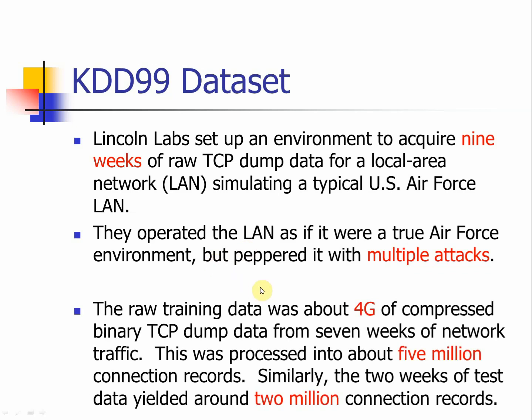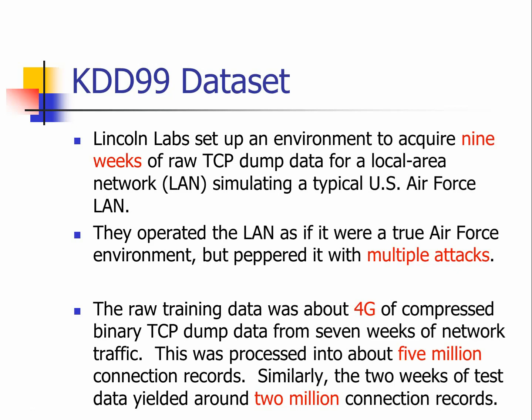The raw training data for 9 weeks consists of about 4 GB of data. This was processed into about 5 million connection records. Similarly, the 2 weeks of test data, recorded separately after that, were considered the testing data set, and that stores about 2 million connection records. You can see how they prepare their training data set as well as the testing data set, and obviously they are independent of each other.